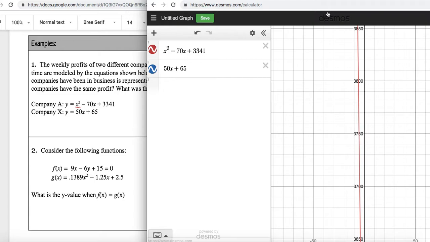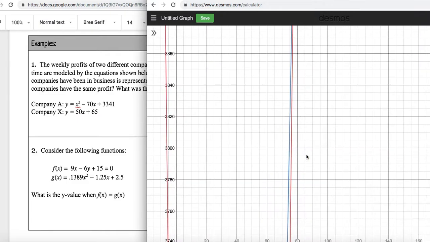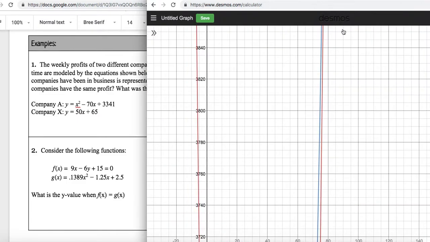So I've come over to Desmos on my computer and typed in the two equations so I could take a look at where they have the same profit. That's the key word in the problem. So that's where they intersect on your graph. So I'm just going to hide my equations and look for the points of intersection.